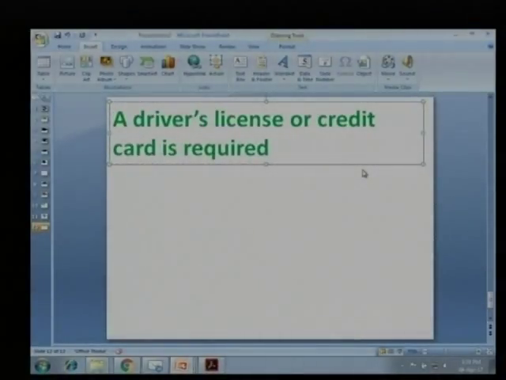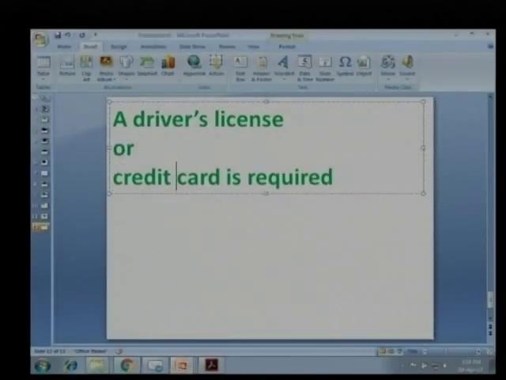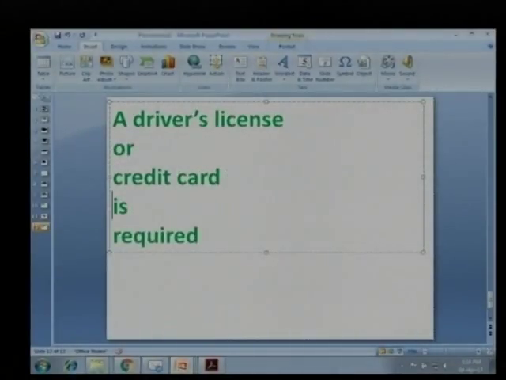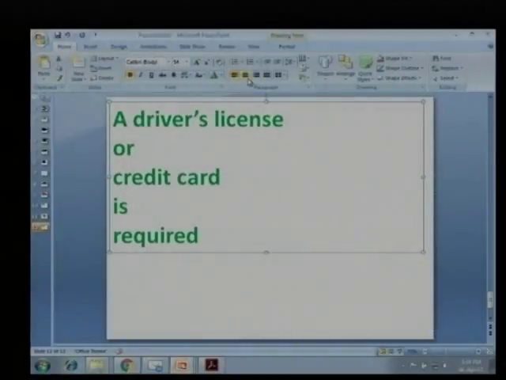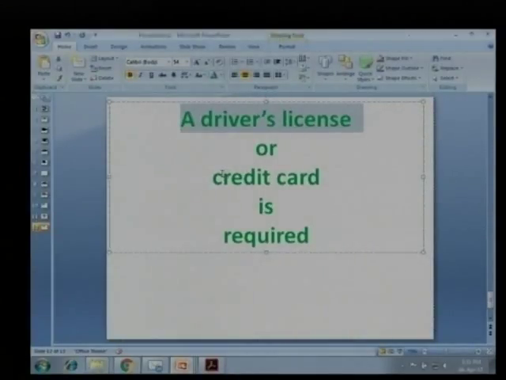A driver's license or credit card, should it be "is required" or "are required"? It should be "is", because I have a separator, which is "or": either this or this. So, a driver's license or credit card is required. Let me make it central alignment so that you can understand. The moment I say "or", I am talking about either this or this, which means I will use the "is" form.